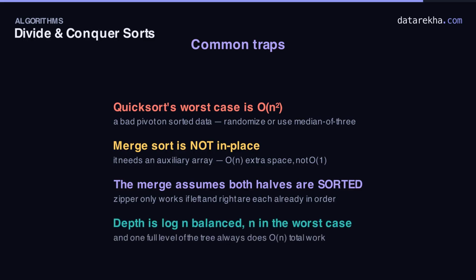And trap 4. Recursion depth. Balanced, the tree is log n deep. Badly unbalanced, it stretches to n. Either way, remember each level of the tree does order n work in total. That's the product that sets the running time.